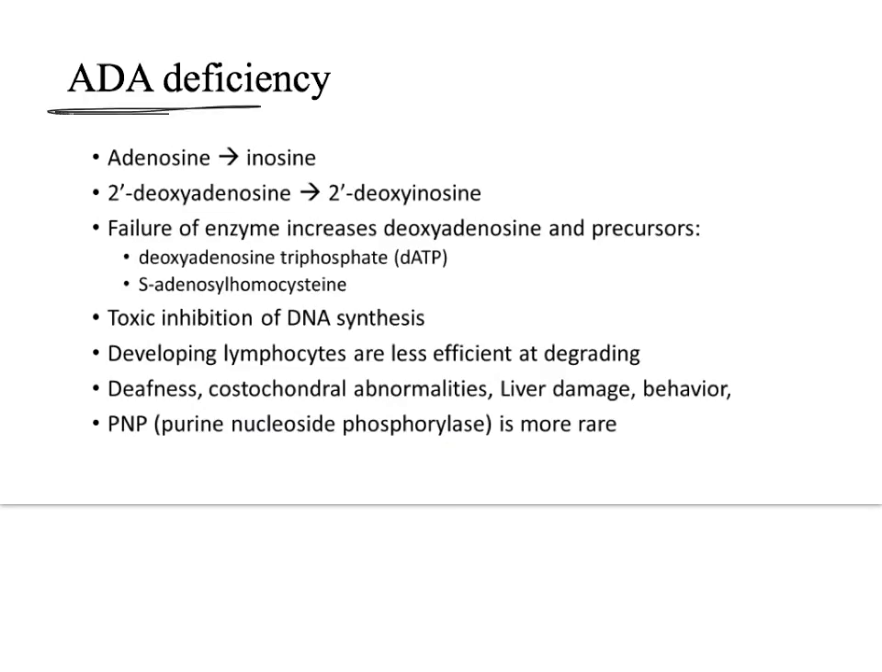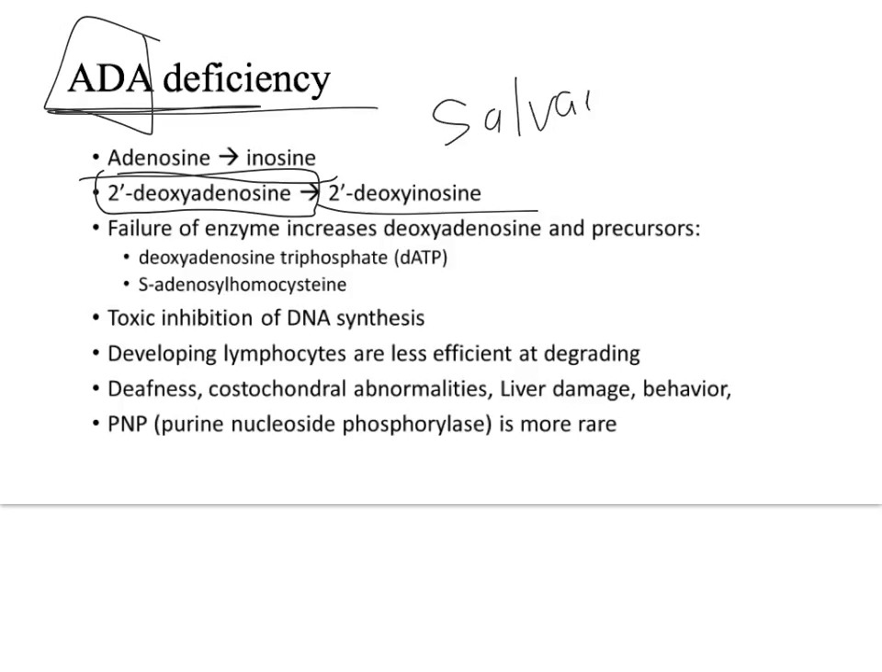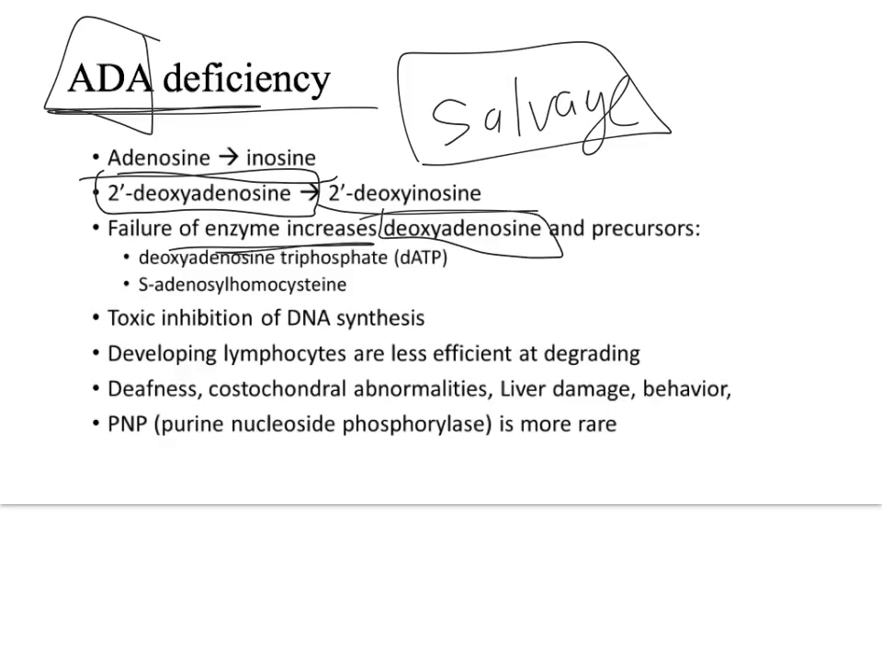Adenosine deaminase deficiency. So adenosine gets converted into inosine by adenosine deaminase. 2-deoxyadenosine gets converted into 2-deoxyinosine. These are the irreversible salvage pathways. So if you remember from biochemistry, this is the salvage pathway. It's an irreversible reaction to break down these metabolites of ADP, ATP, and so on. And so a failure of these enzymes will increase deoxyadenosine and its precursors.